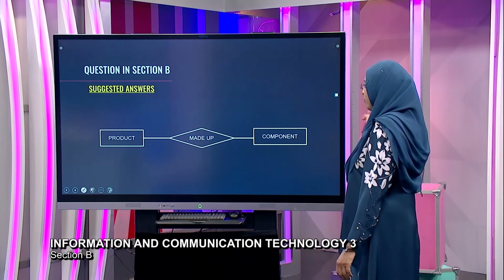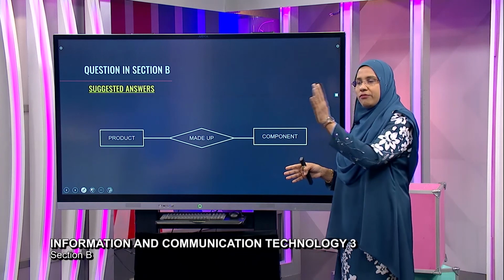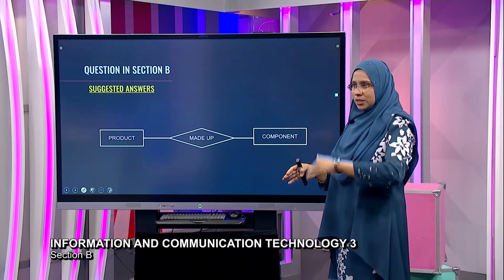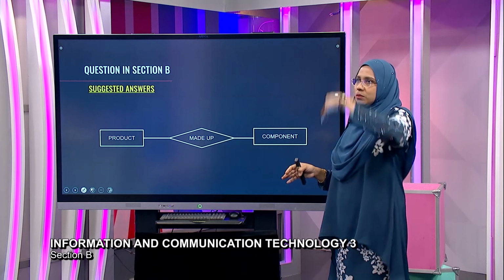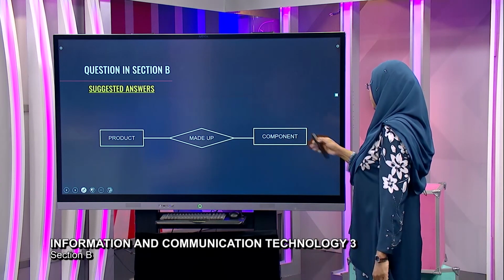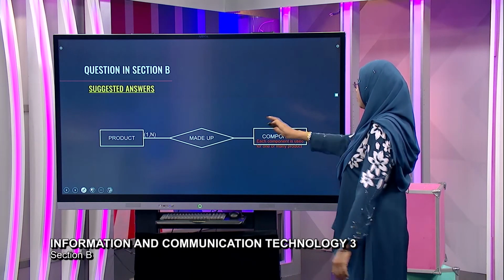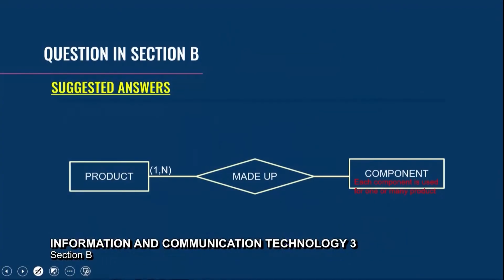All right, so first, in the question, they said product made up of component. So you draw first the ER diagram. Remember, your ER diagram must be from left to right, top to bottom. You cannot read from bottom to up. It's wrong. You read left to right. After that, we have another relationship. After you draw the ER diagram for the first part, you put the cardinality. So I put 1, n. Here I use Chan notation.